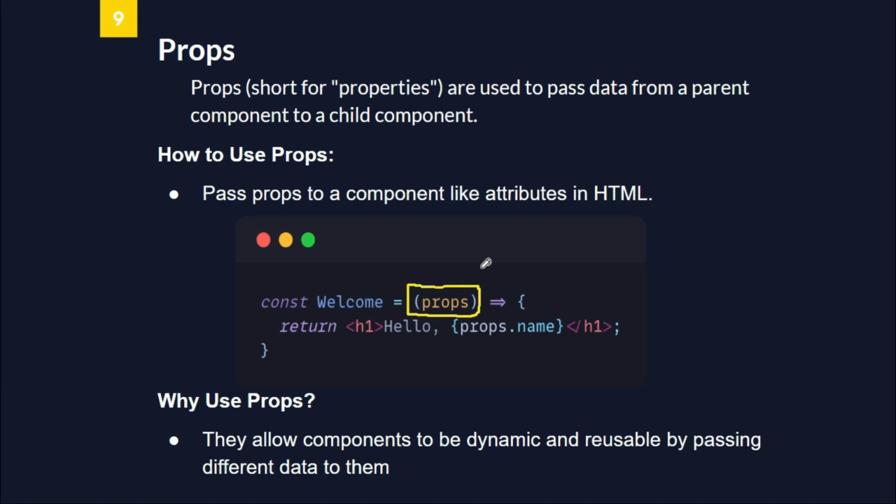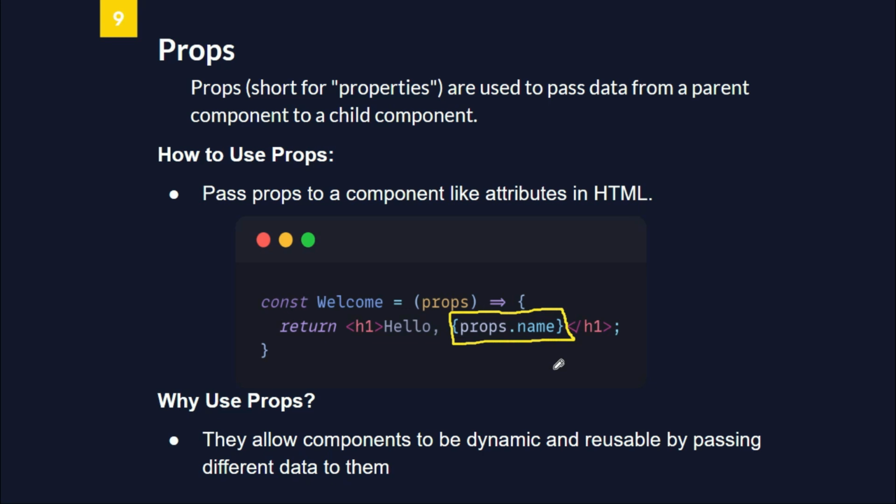This props parameter over here is an object that holds all the props that is being passed to this component. So any props that is being passed into this component, this parameter is responsible for holding all the props in place. And props.name, on the other hand, is responsible for accessing the name prop and inserting it into the JSX, displaying it on the screen. So we'll look at an example on that very soon. Why do we need to use props? Because they allow components to be dynamic and reusable by passing different data to them.